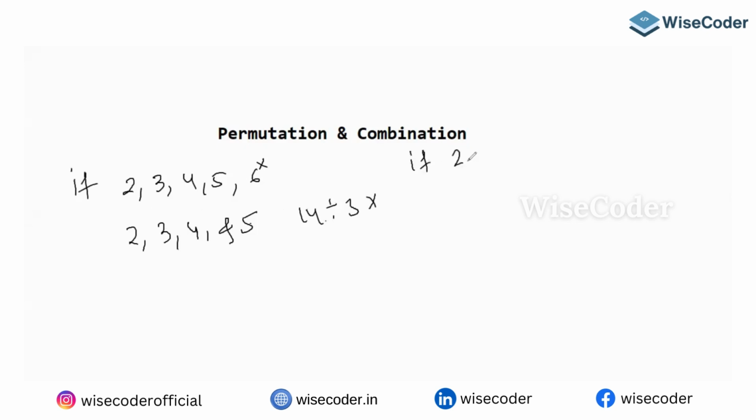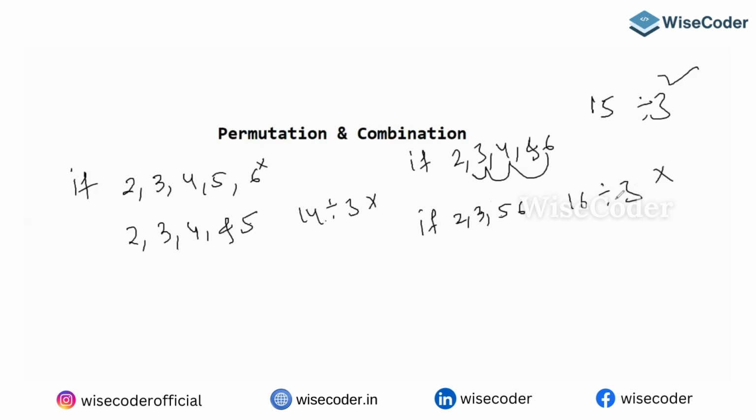Okay, if I take 2, 3, 4 and 6: 10, 13, 15. The sum of the digits is 15. Is this divisible by 3? Yes, keep it aside. Now if I use the digits 2, 3, 5 and 6: 11, 14, 16. Is 16 divisible by 3? No, which is not divisible.